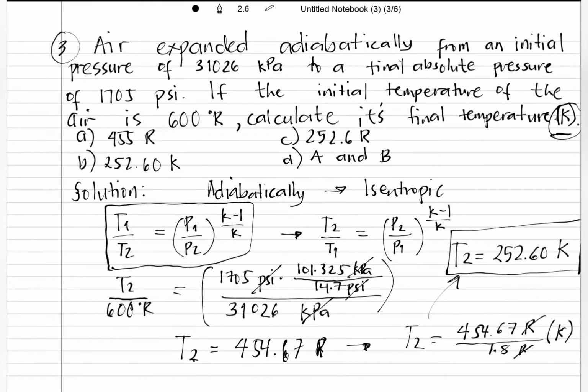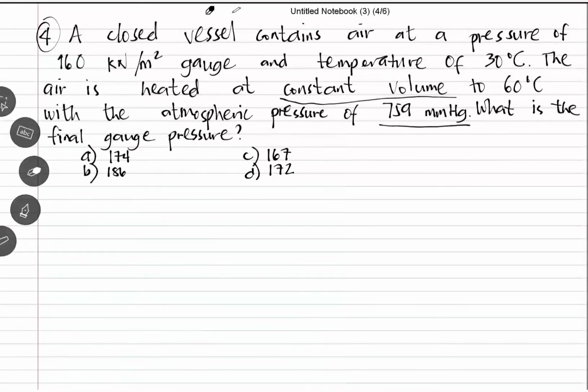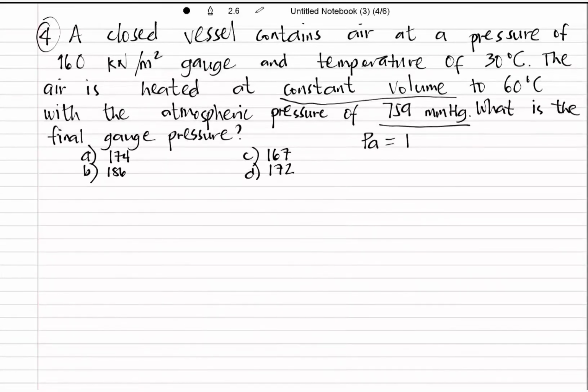So we proceed to our problem number 4. So, problem number 4: a closed vessel contains air at a pressure of 160 kilonewtons per square meter gauge and temperature of 30 degrees Celsius. The air is heated at constant volume to 60 degrees Celsius with the atmospheric pressure of 759 millimeters of mercury. What is the final gauge pressure? So we recall the formula for absolute pressure, which is atmospheric pressure plus gauge pressure.